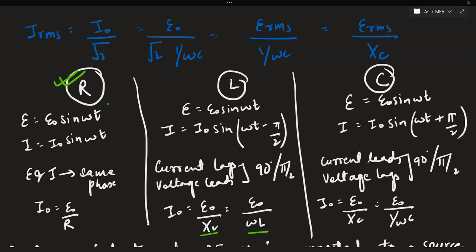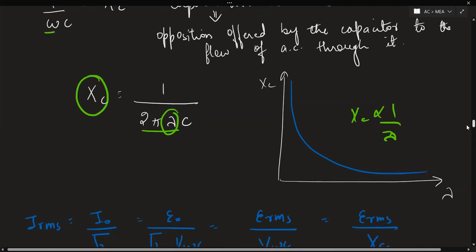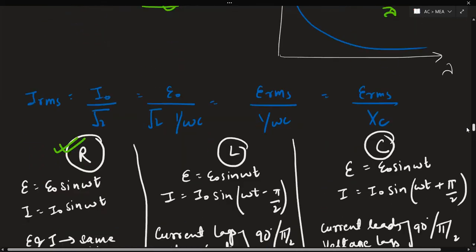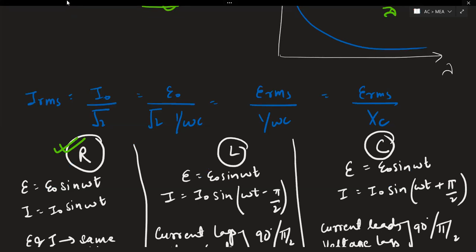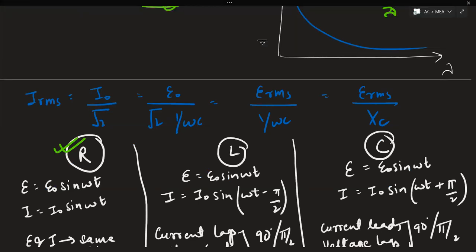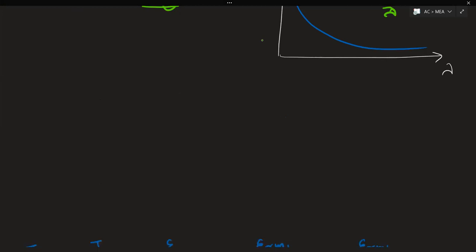Capacitive circuit, just now we did: current's value is I naught sine omega t plus pi by 2, the additional pi by 2 over here. This shows that current is leading because there's a positive sign, and I naught will be E naught by XC, that is, 1 by omega C. One more thing: the graph and the phasor diagram. Let's just include that as well.